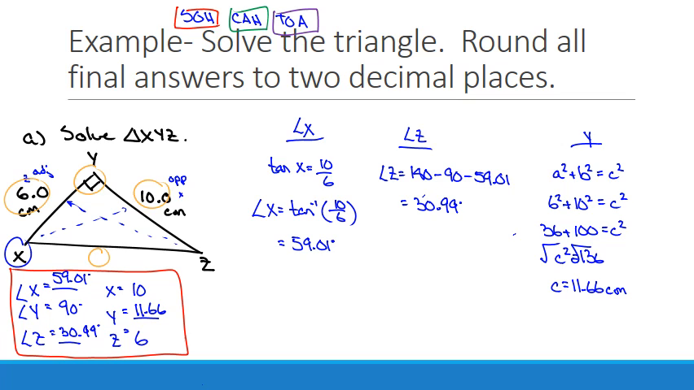I was given 3 pieces of information: angle y, side x, and side z. And then I found the 3 others: angle x, angle z, and side y.